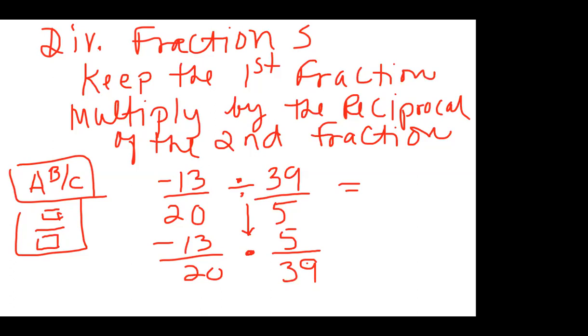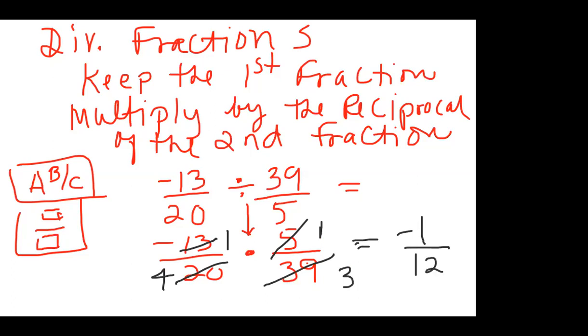So on this one, guys, again, cross simplify if it's possible. 5 goes into 20, how many times? 4 times. 5 goes into 5 once. 13 goes into 39 3 times. 13 goes into 13 once. So you multiply straight across. -1 times 1 is -1. And then 4 times 3 gives you 12. And there is your answer, guys. Any questions? No questions? All right, guys.